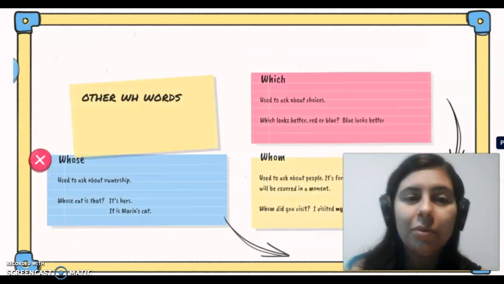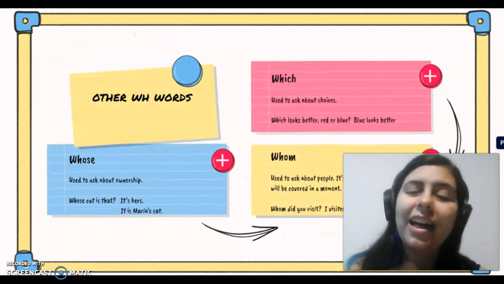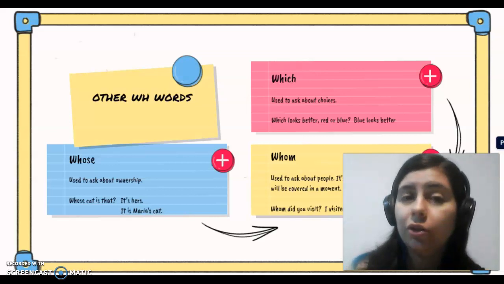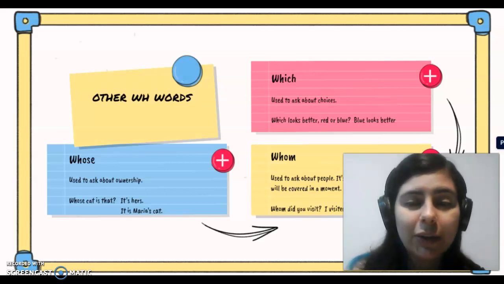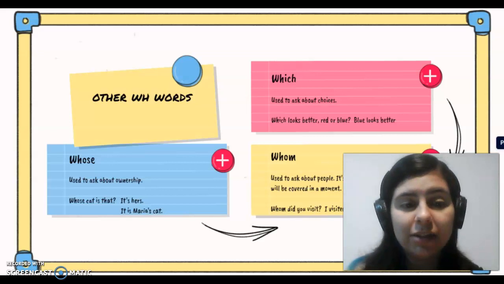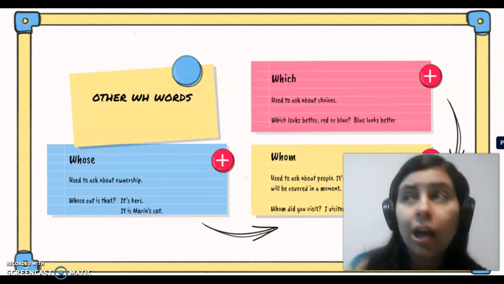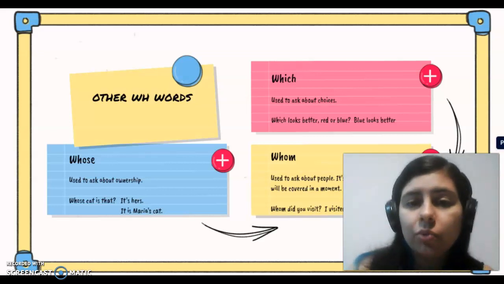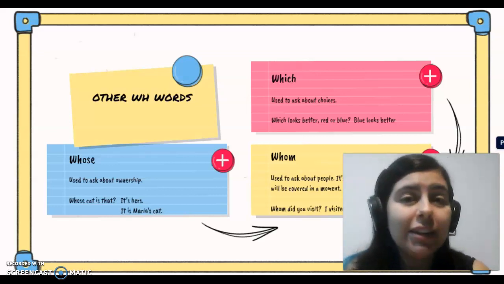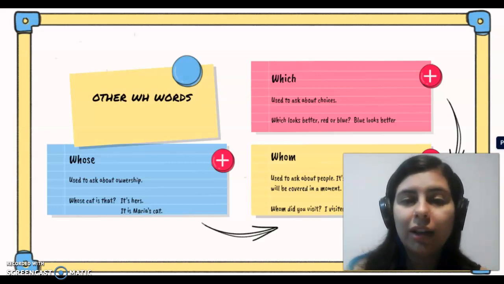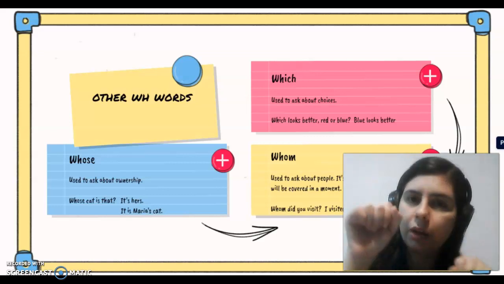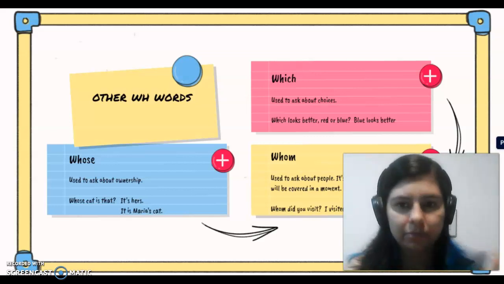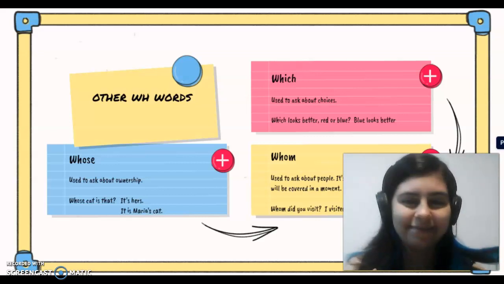Let's see some WH words that are a little bit less common. First, we have whose, which is used to talk about ownership, so everything connected with possessives. Whose cat is that? Oh, it is hers, or oh, it is Maria's cat. Which, when you ask about choices, when you have two options, like which one looks better, red or blue? I think blue looks better.